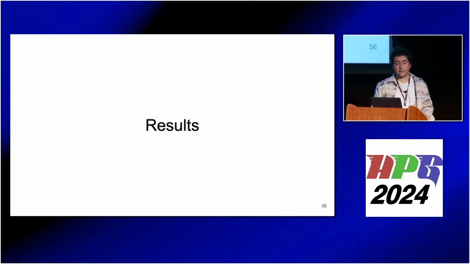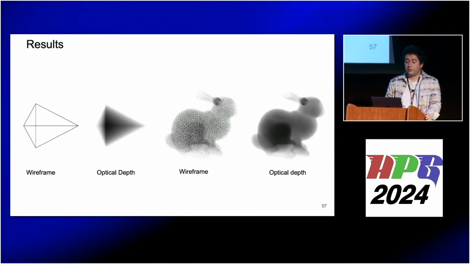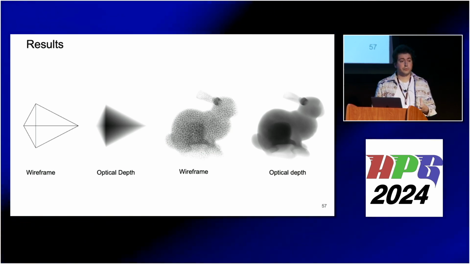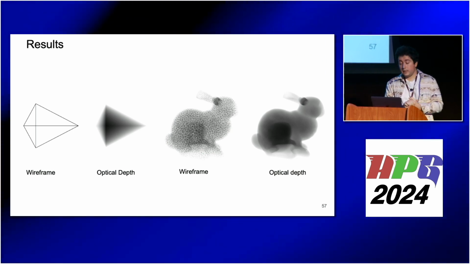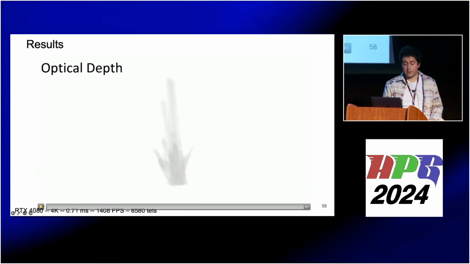So now let's have a look at some results. So here are the 2 results I already showed. Here you can see the wireframe and the optical depth computed in a single pass of computation. But it can also be used for more complex objects, such as this one here.